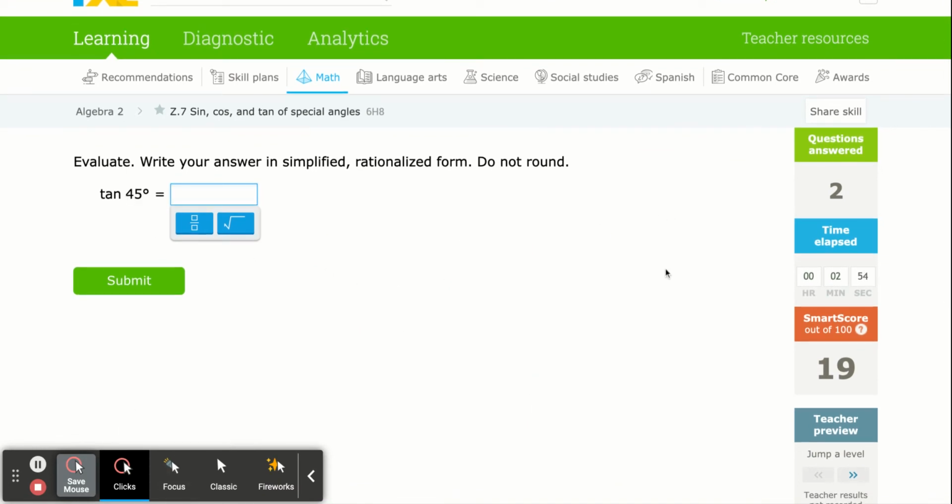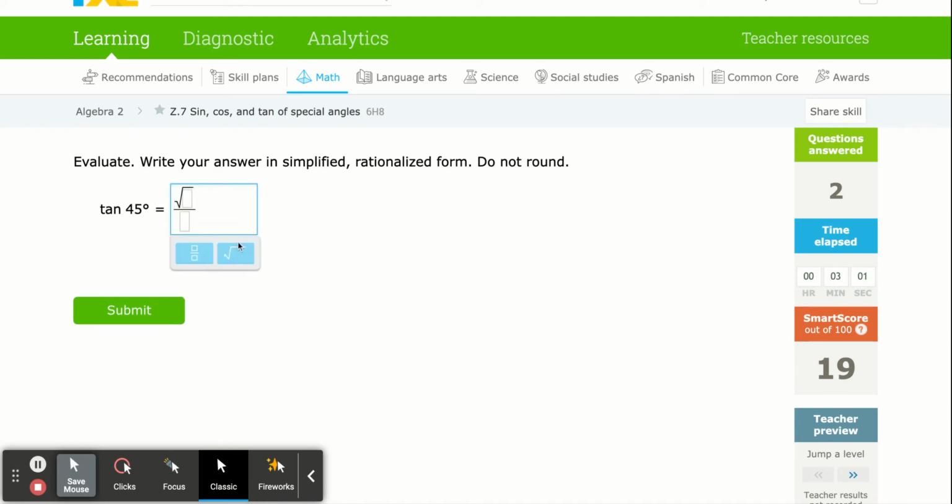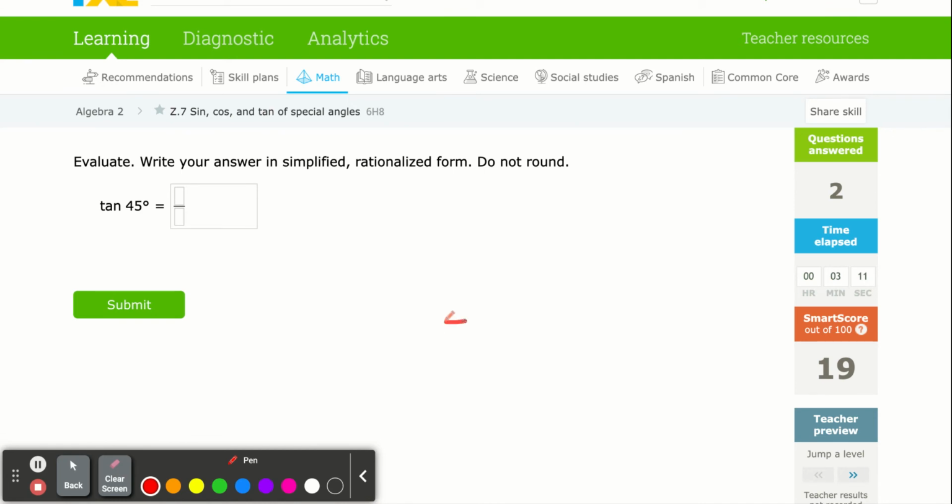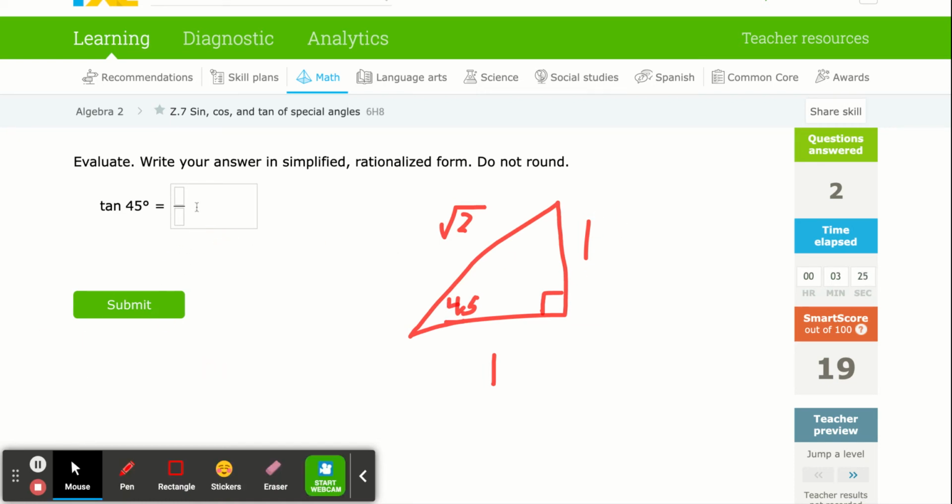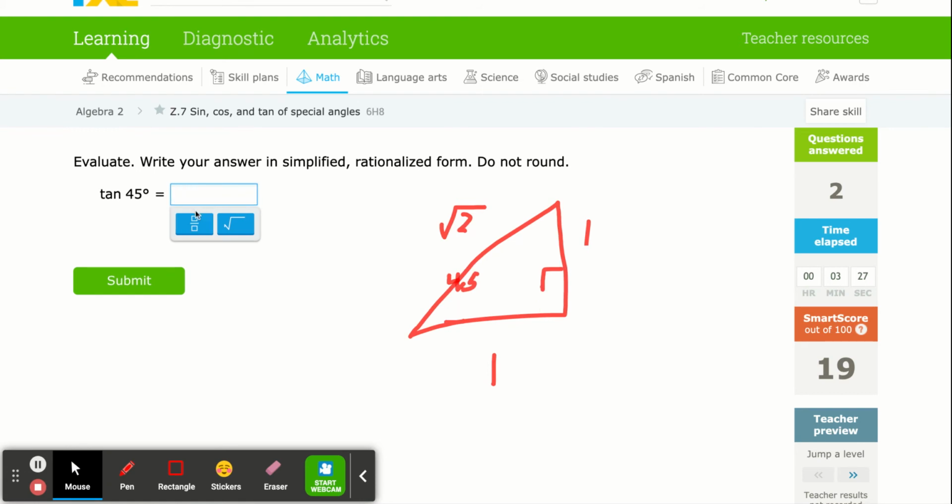Tangent of 45 is going to be 1 over the square root of 2, but then you rationalize the denominator and you get the square root of 2 over... Oh no, tangent's 1 over 1, right? Again, that's why you write them down very quickly. Write down that 45. It's 1, 1, square root of 2, and I'm asking for the tangent of 45. Tangent is opposite over adjacent, 1 over 1. So my answer is just 1.